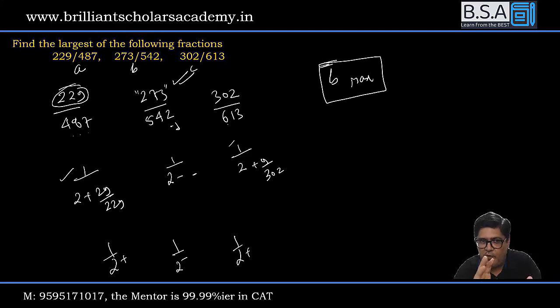देखो ध्यान से देखो, look at the way values are arranged. Double के आसपास. First one is double plus 29 upon 229. The next one is double plus 9 upon 302. Moving on.